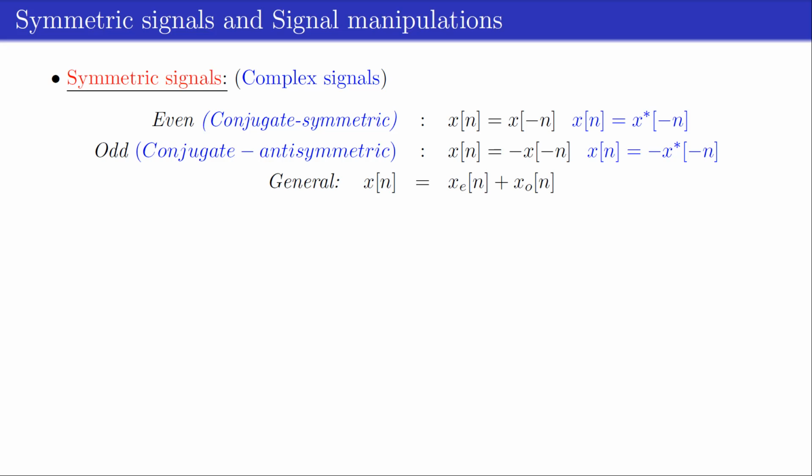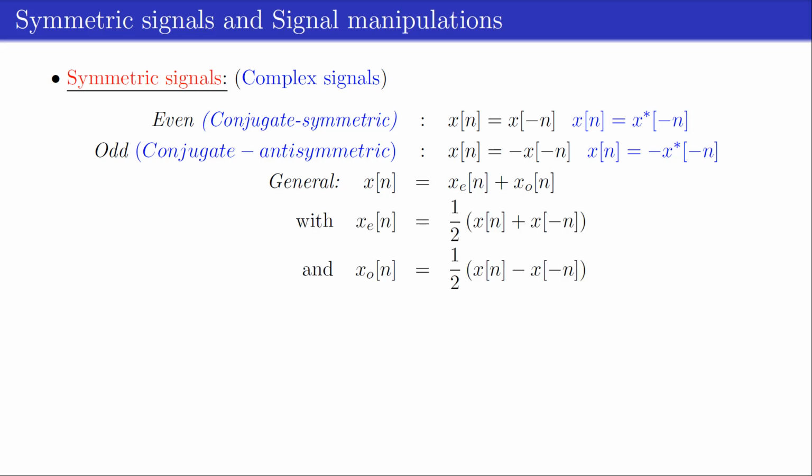Any signal x[n] may be decomposed into a sum of its even part, denoted by x_e[n], and its odd part, denoted by x_o[n]. The even part can be constructed as the sum of x[n] plus x[minus n] divided by 2, while the odd part can be constructed as the difference of x[n] minus x[minus n] divided by 2.